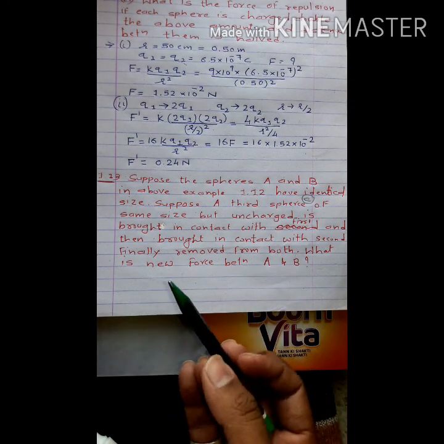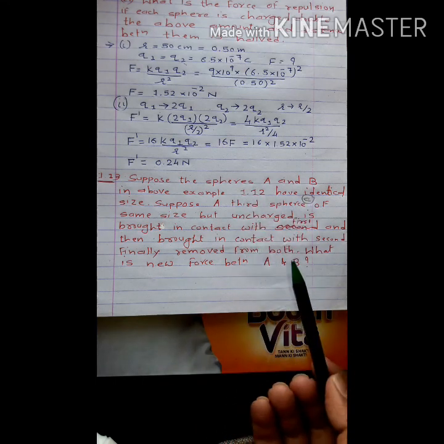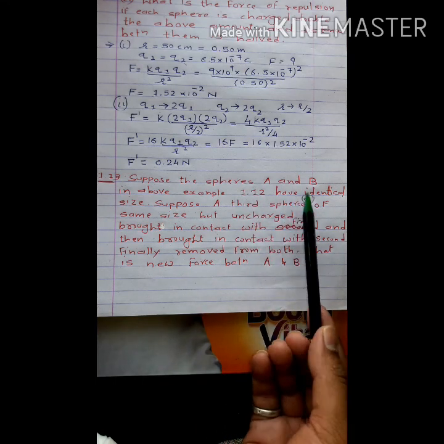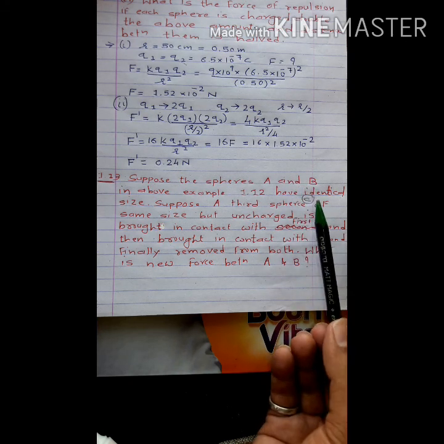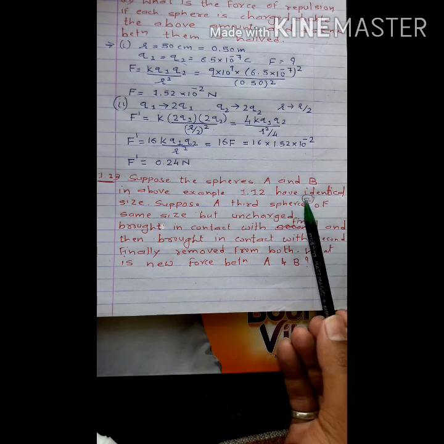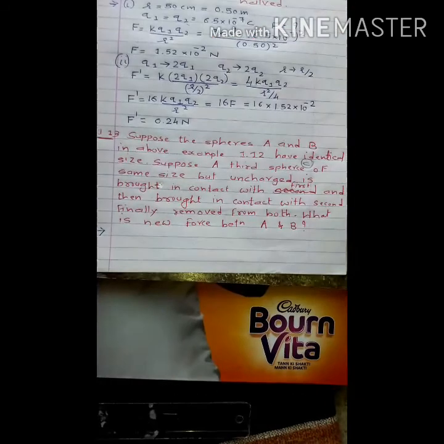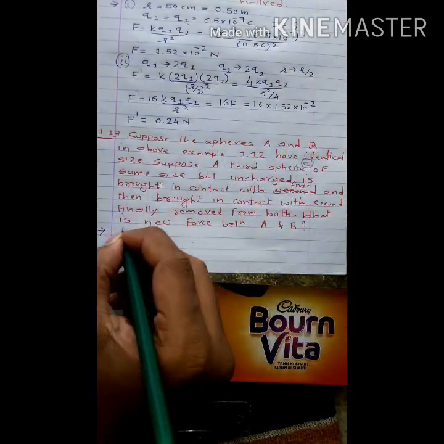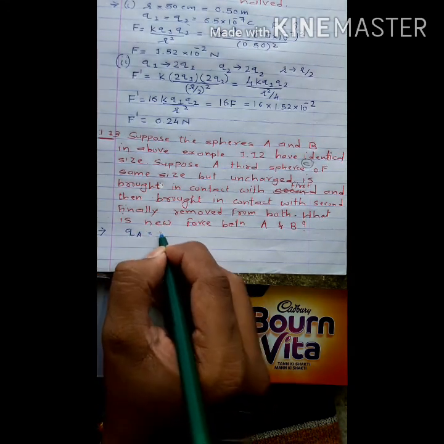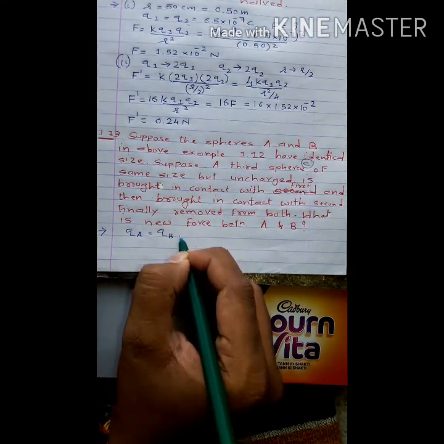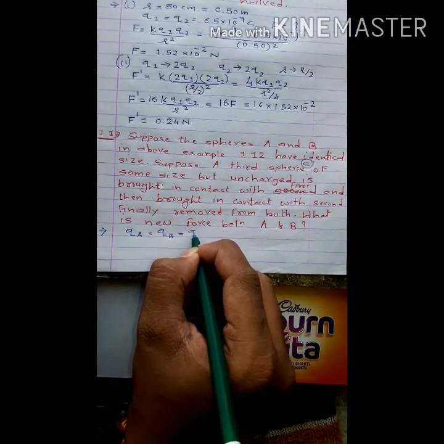So now first of all we consider spheres A and B, and both spheres are identical, with the same charge. So first of all we use the equation of force for spheres A and B. Suppose spheres A and B both have the same charge. So the charge on the first sphere QA is equal to the charge on the second sphere QB, which is equal to Q.